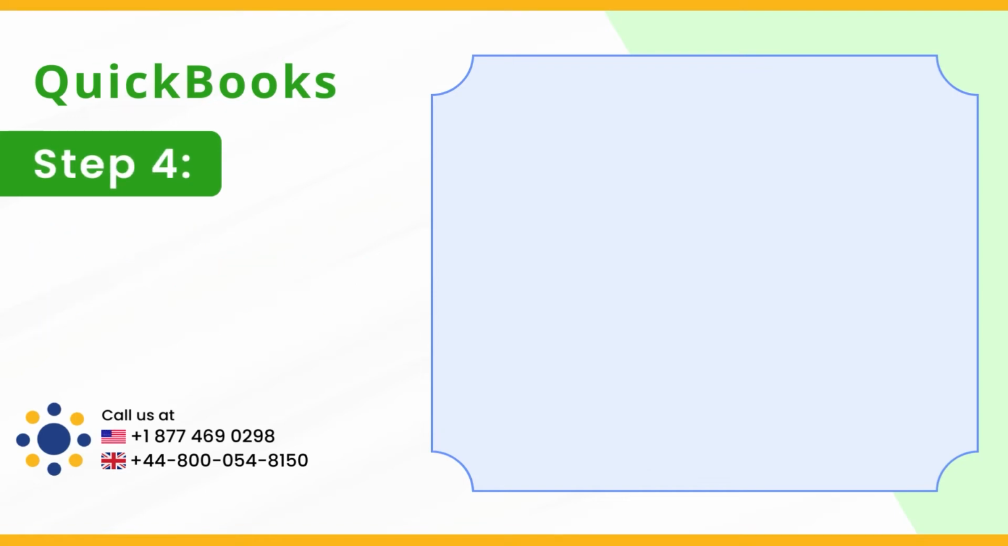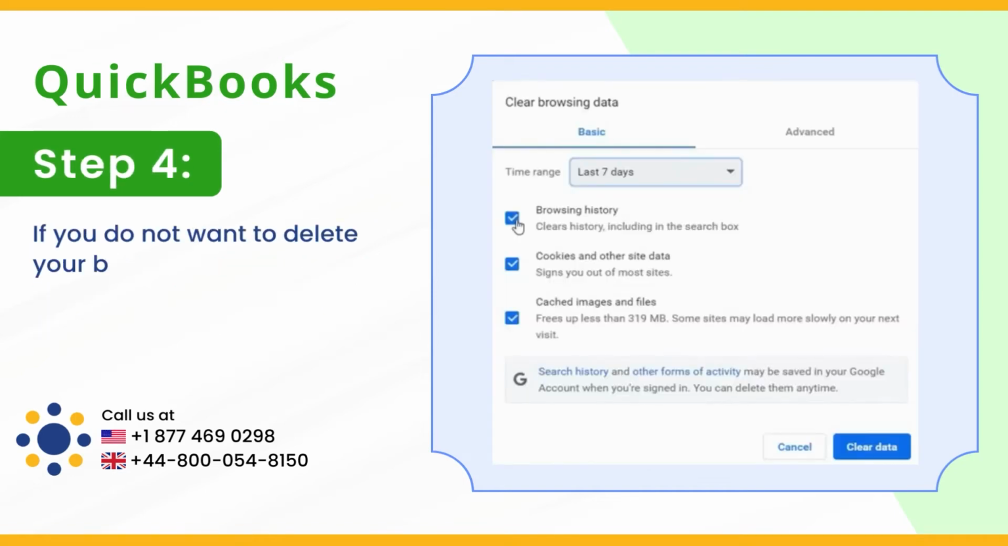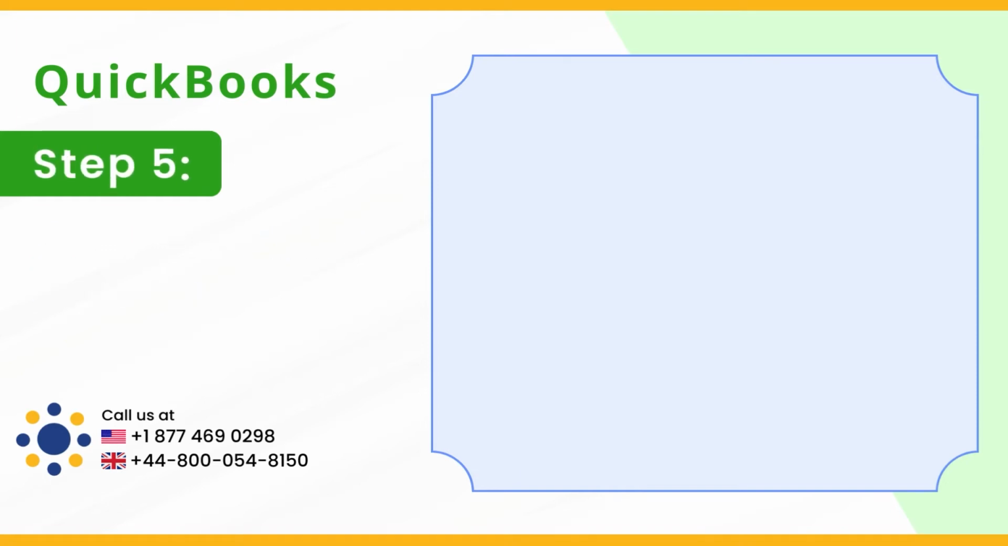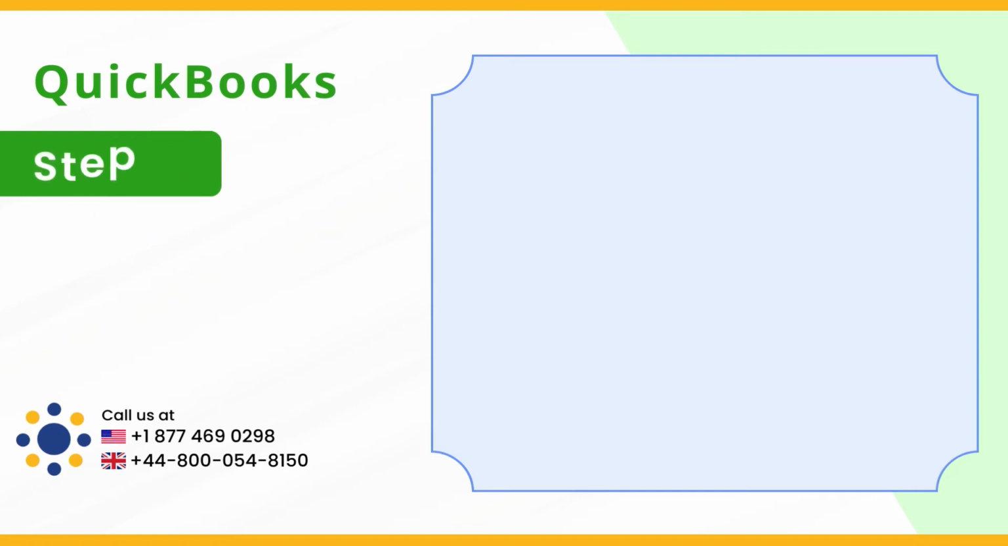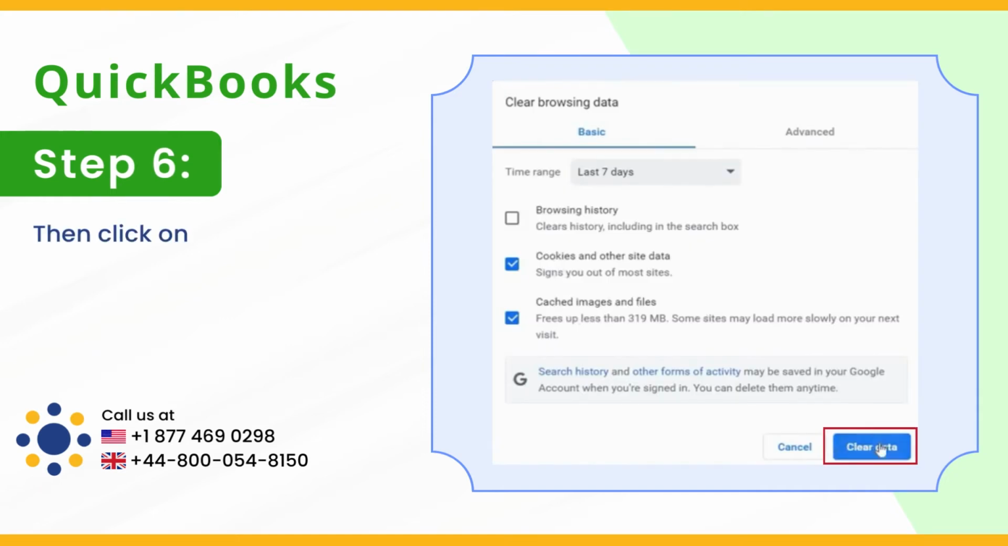Step 4. If you do not want to delete your browsing history, you can uncheck it. Step 5. Make sure that cookies and cached options are selected. Step 6. Then click on the Clear Data button.